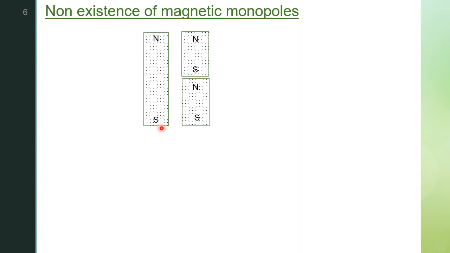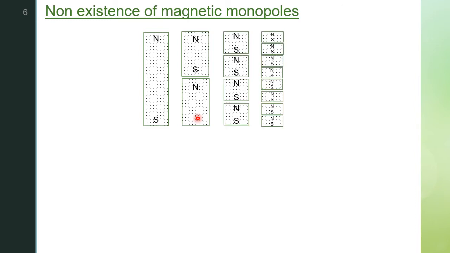What will happen if we break a bar magnet? We have a bar magnet which has a north pole and a south pole. I'm making it into two halves. When you divide it into two halves, each half will have a north pole and south pole. That is why we say that we can't separate the magnetic poles. As we go on dividing the magnet, each portion of it will have a north as well as a south.